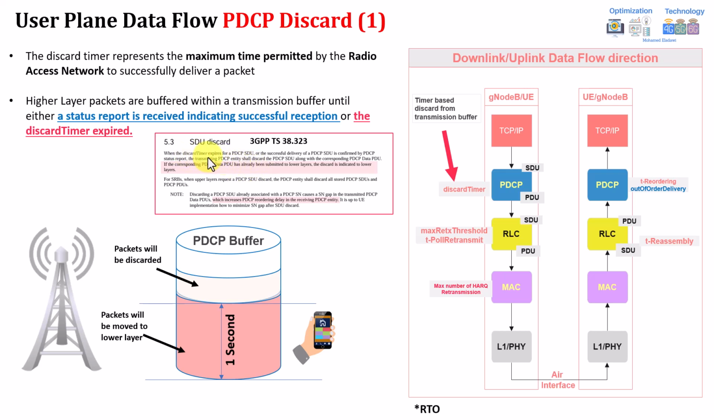Whether there is a discard timer expired for the PDCP or the successful delivery being done. If the successful delivery is done, the packet will be discarded from PDCP. It's not needed anymore in the buffer because it's already passed to the receiver side, so it can be discarded. But if it's unsuccessfully delivered and it has crossed the timer, then it will be completely discarded. But there is a side note, a very important note you need to know.